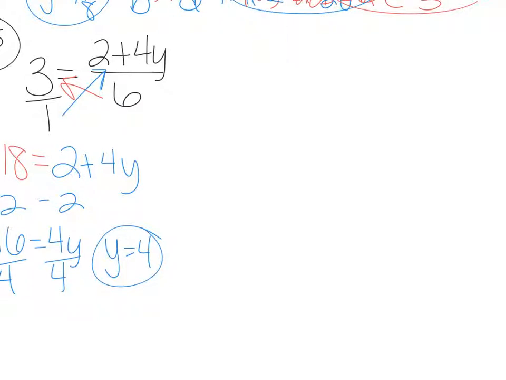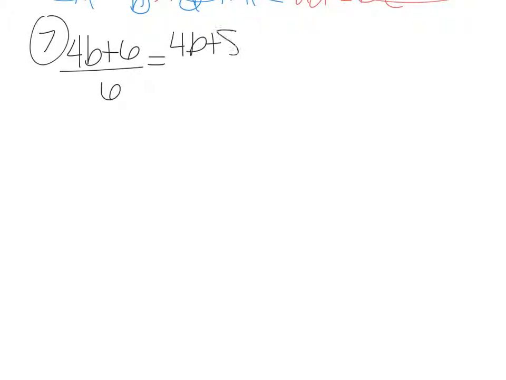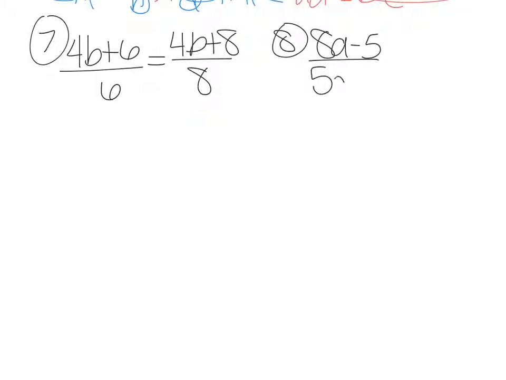Okay, the last two I want you guys to try on your own. Number 7, 4b plus 6 over 6 equals 4b plus 8 over 8. And then number 8, 8a minus 5 over 5a minus 4 equals 13 over 8. Okay, so a lot of people with the right answer.